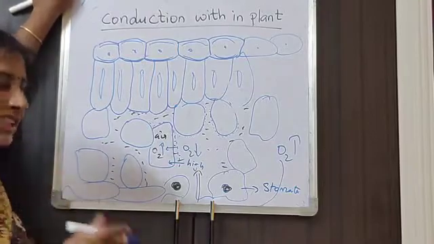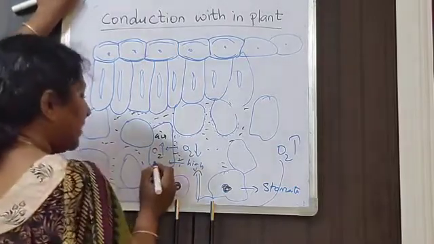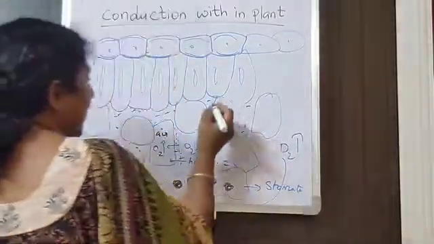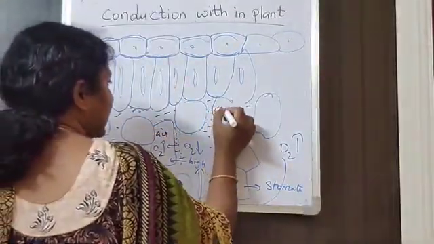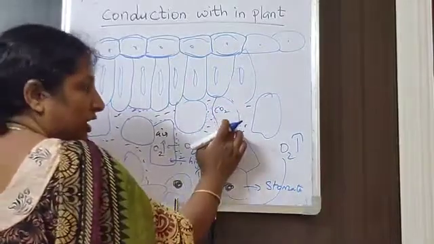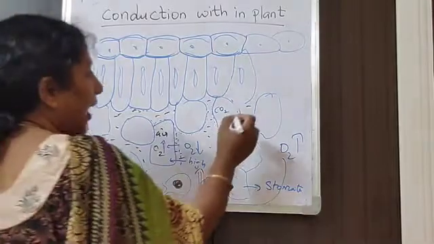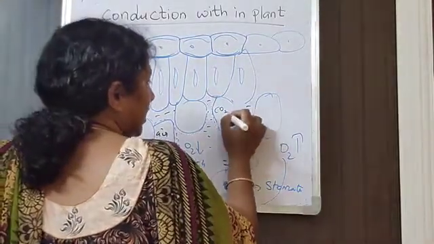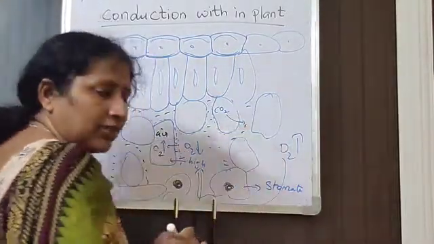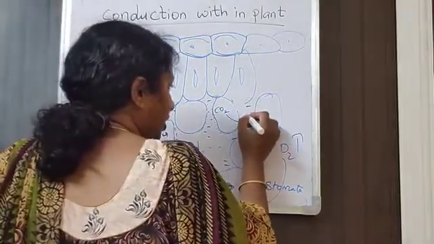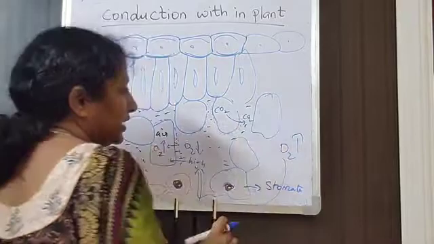The same applies to carbon dioxide. I will explain it in another cell. Now oxygen has been utilized and carbon dioxide is produced here. So the concentration of carbon dioxide inside the cell is more and outside the cell is less. So the carbon dioxide comes outside. Now it has come outside.